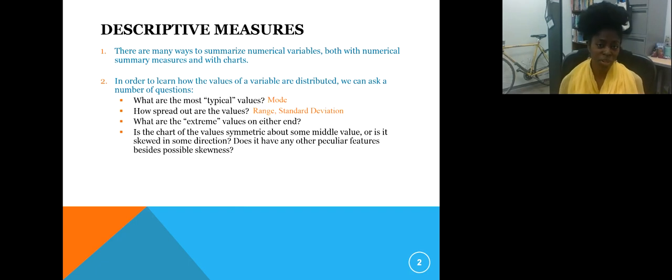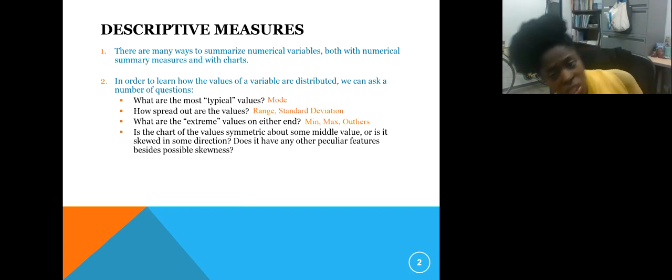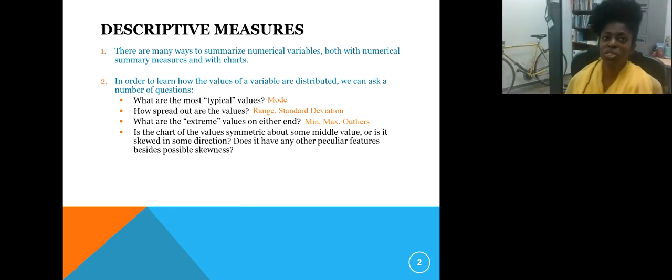So how spread out values are, we know the range. We've probably heard of the standard deviation. Today we're going to learn what that actually means. What are the extreme values on either side, right? It could be a minimum, the maximum. It could be an outlier either at the minimum level or the maximum level. And then, is the chart of the values symmetric about some middle value, or is it skewed in some direction? Does it have any other peculiar features besides possible skewness?